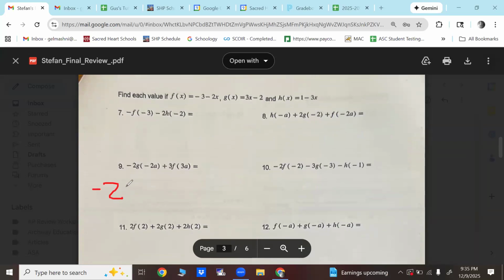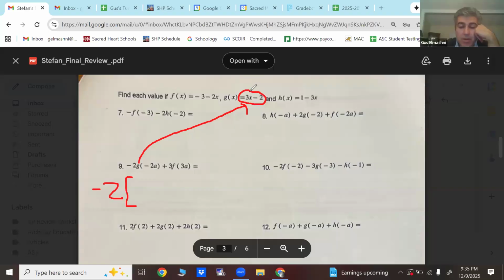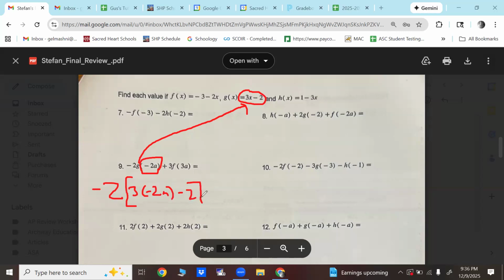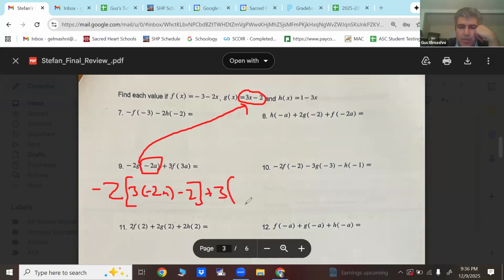-2. Now, what's the g function here? 3x minus 2. Right, and what's your x value inside here? Inside the g function in the problem? What is inside the parentheses for g? Oh, negative 2a. Right. So you're gonna do 3 times -2a minus 2, plus 3. Okay, now f of 3a.